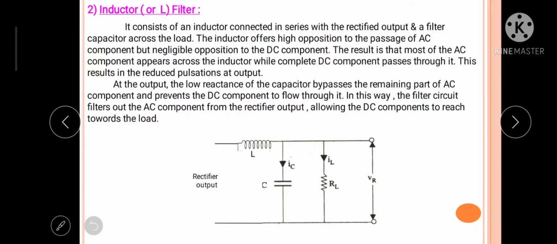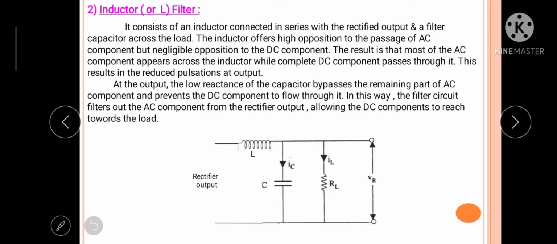The second type of filter is the inductor filter or L filter. It consists of an inductor connected in series with the rectified output and a filter capacitor across the load. The inductor offers high opposition to the passage of AC but negligible opposition to the DC component. The result is that most of the AC component appears across the inductor while the complete DC component passes through it. This results in reduced pulsations at the output.